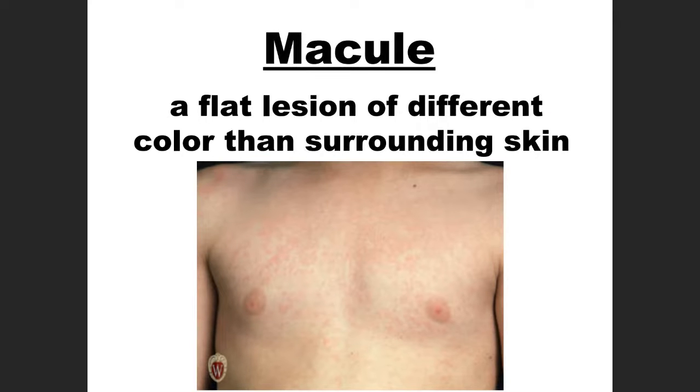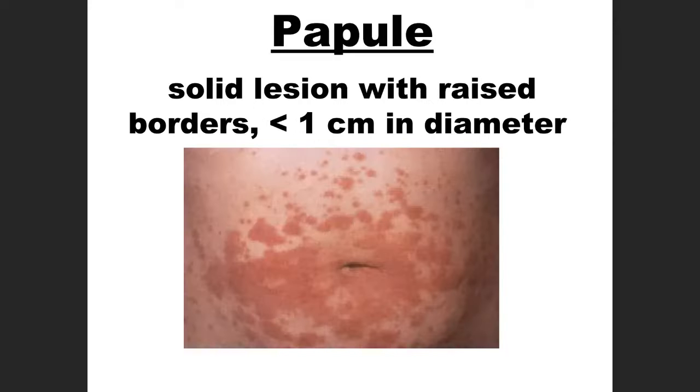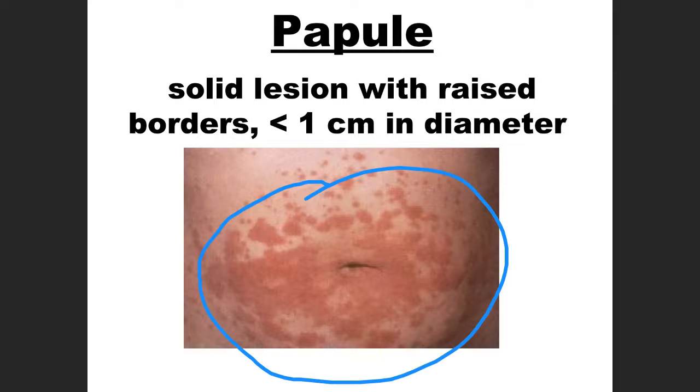A macule is just kind of a flat rash on the skin. You see this person has this rash all over the chest, but if you were to touch that area, it doesn't really have a lot of texture to it. It's fairly flat. If you compare that to a papule, on the other hand, a papule is not just a rash, but there's a lot of texture to it. If you were touching this area, you could definitely feel this.